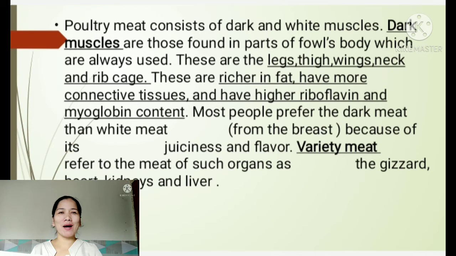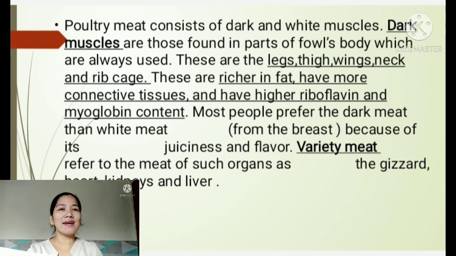As I have told you, dark muscles contain myoglobin and riboflavin. Myoglobin is the heme iron containing protein that gives meat its color. So, myoglobin is responsible for the dark color of the meat. It's a great source of dietary iron. It stores oxygen in muscle cells, similar to hemoglobin that stores oxygen in blood cells. So, the more myoglobin content, the darker the color of the meat.